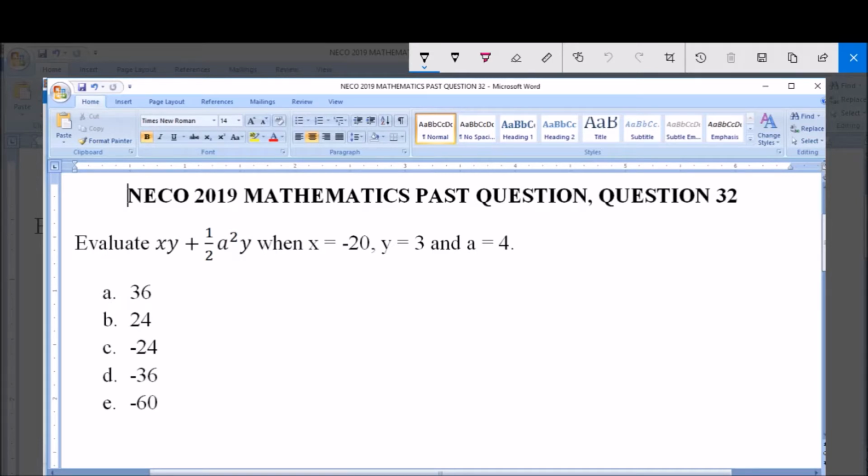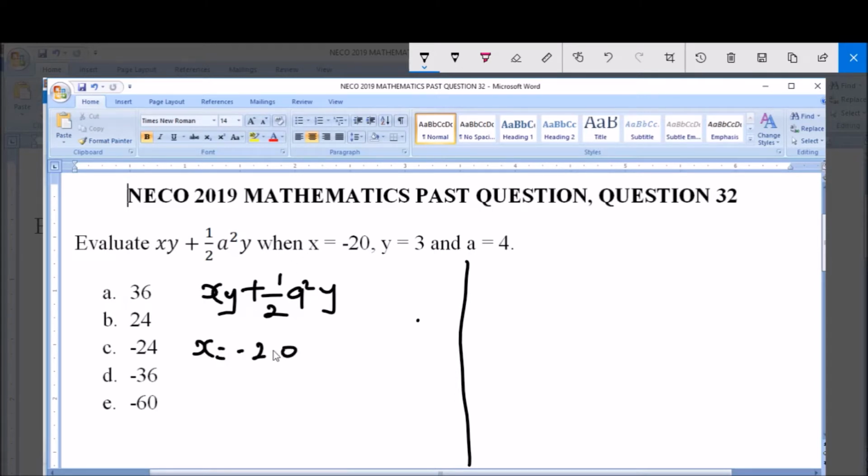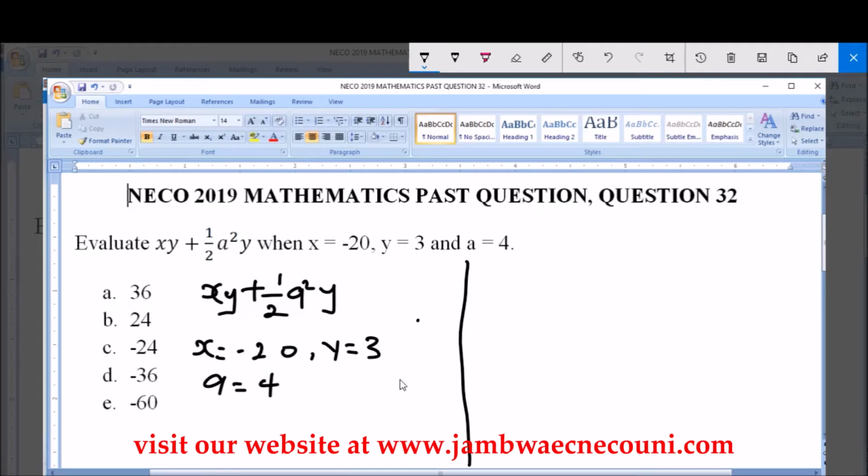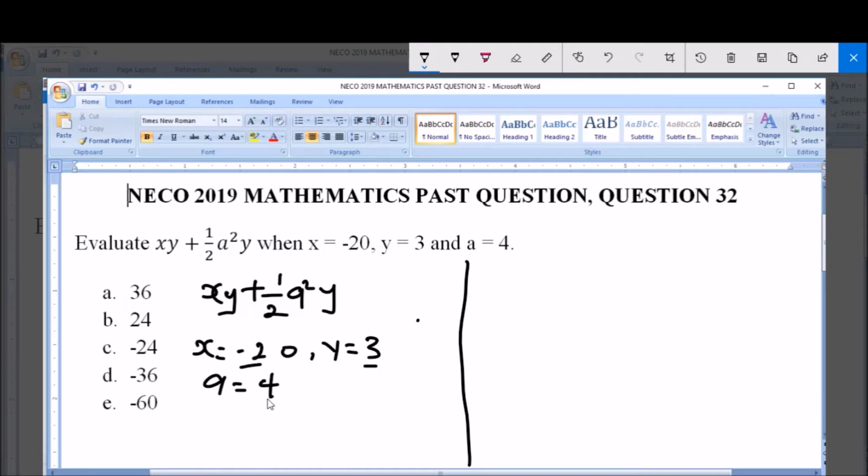So we have to evaluate what? We have to evaluate this given expression: x times y plus 1 all over 2, multiplied by a square, multiplied by y. Now we're given that x is equal to -20, y is equal to 3, and a is equal to 4. Now we substitute each of these variables with the corresponding values given to us.